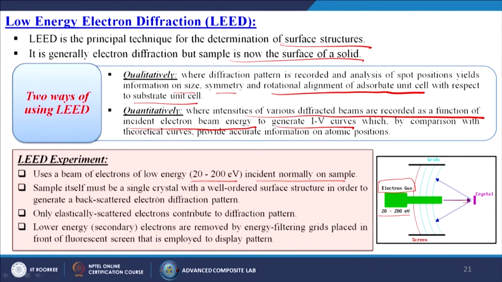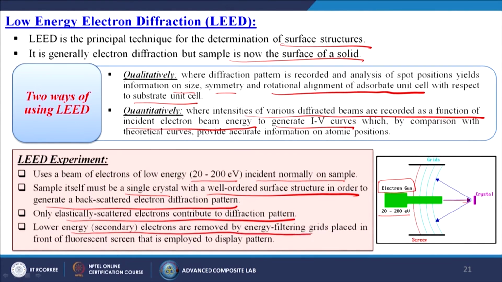The sample itself must be a single crystal with a well ordered surface structure in order to generate a backscattered electron diffraction pattern. So, after falling, it is backscattering. Only elastically scattered electrons contribute to the diffraction pattern. Lower energy secondary electrons are removed by energy filtering grids placed in front of a fluorescent screen that is employed to display the pattern itself. So, initially we are putting the grids and then after that we are putting the screen.